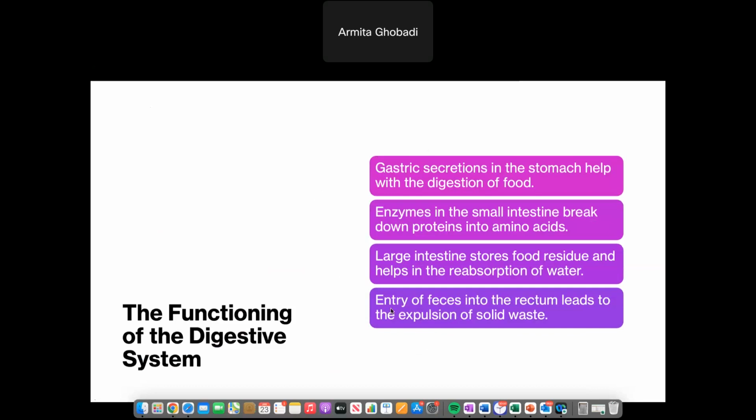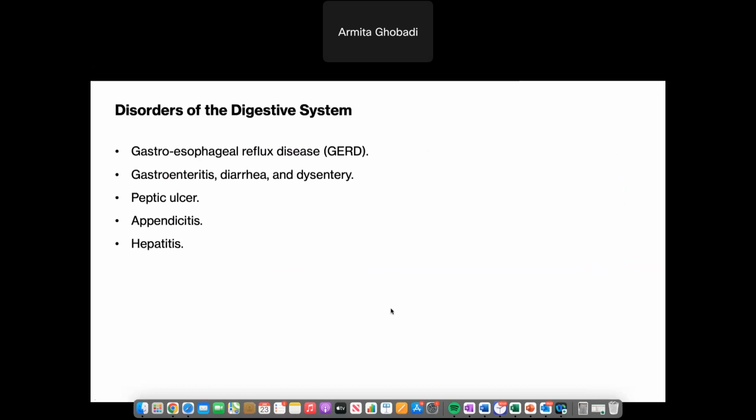So the whole function is divided into four different levels. The first one is secretion of gastric hormones, and the last one is expulsion of solid waste.